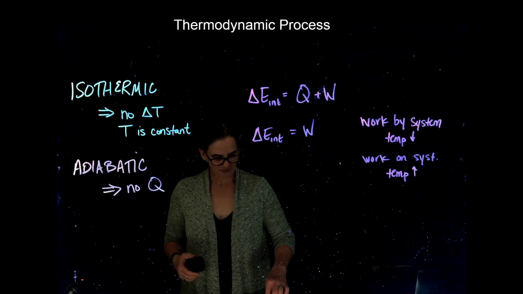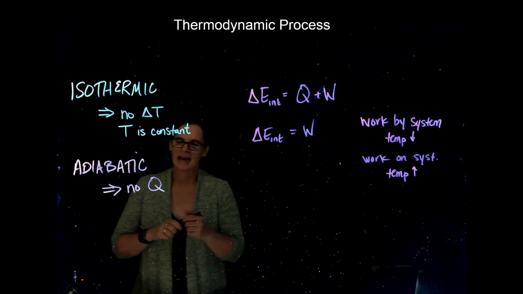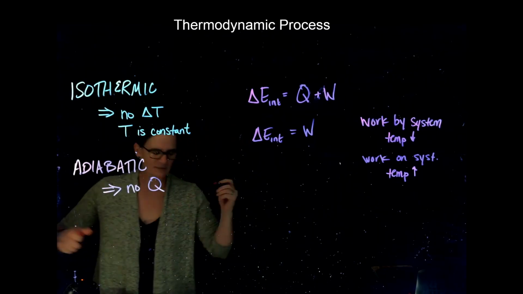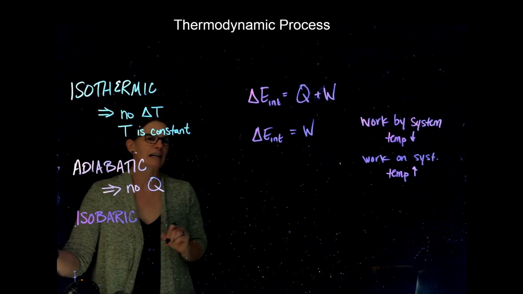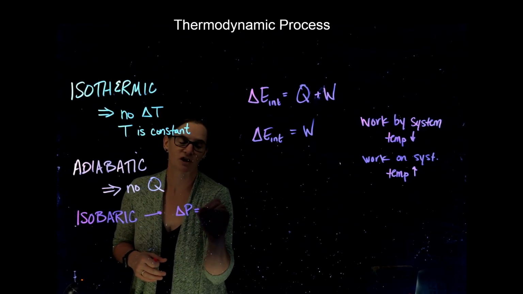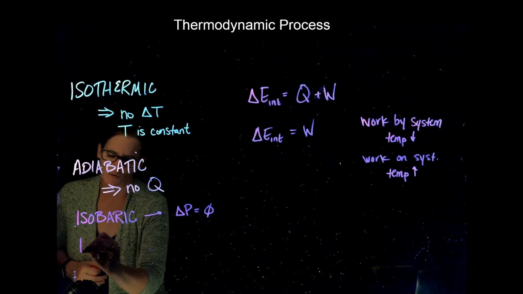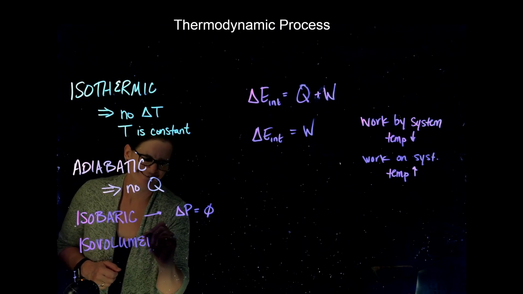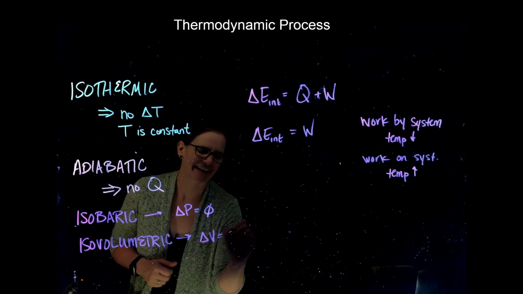There are two more processes that I just want to mention, and then our little review will be done, and you can look for some example problems. The next is an isobaric process. An isobaric process tells us that there is no change in pressure. And an isovolumetric process, no change in volume.